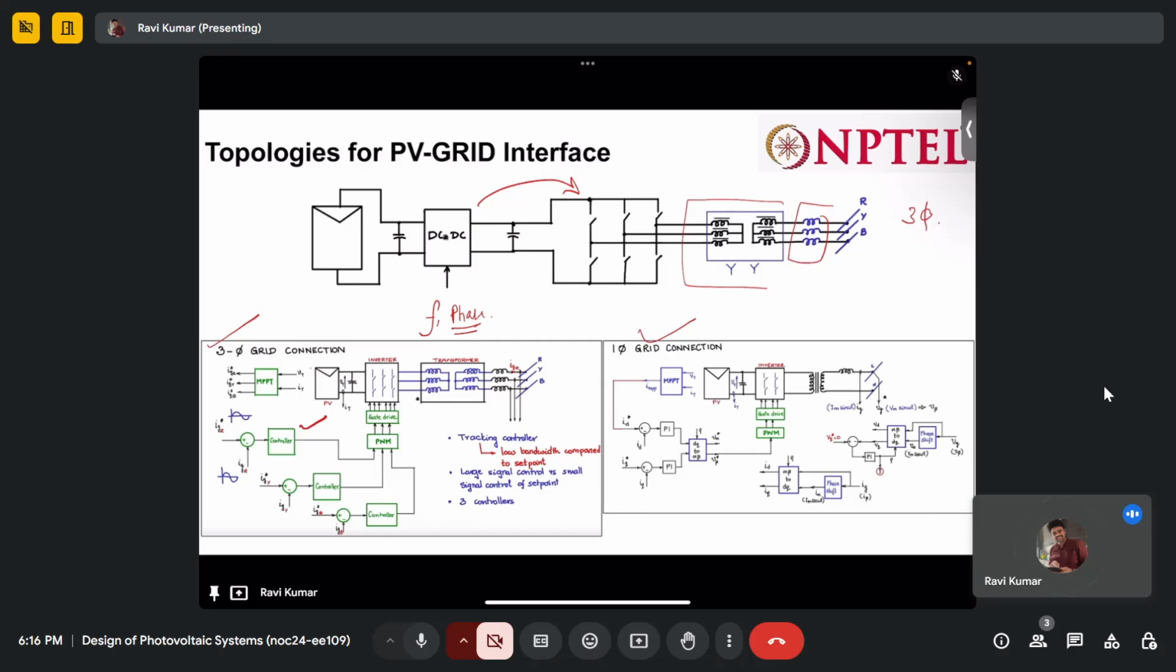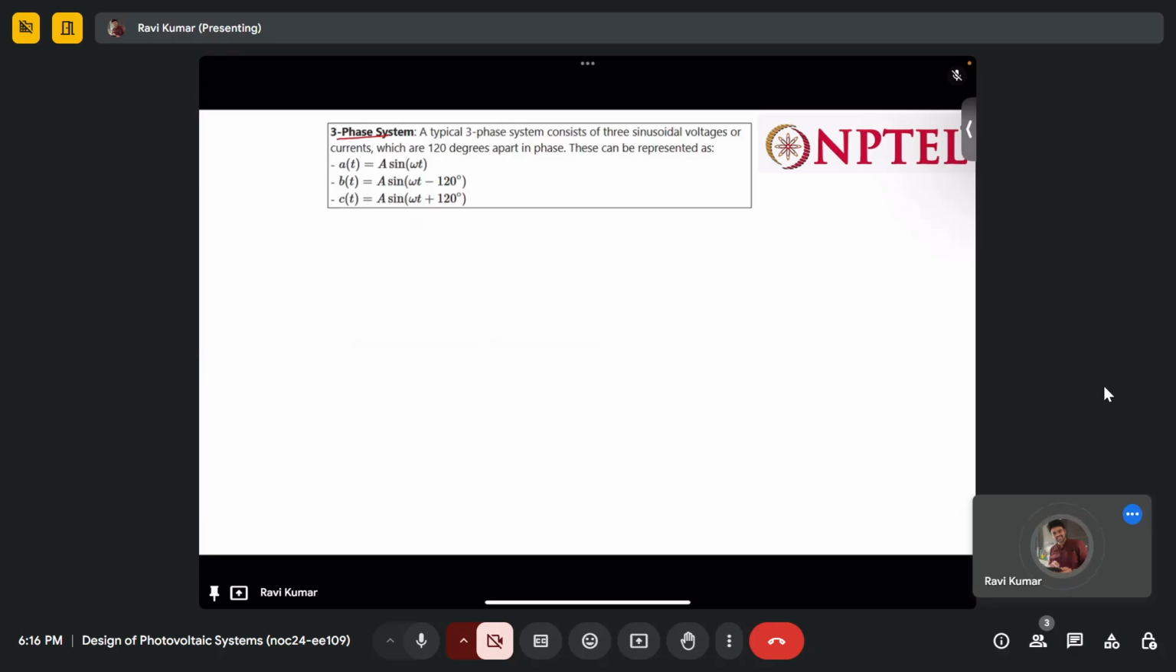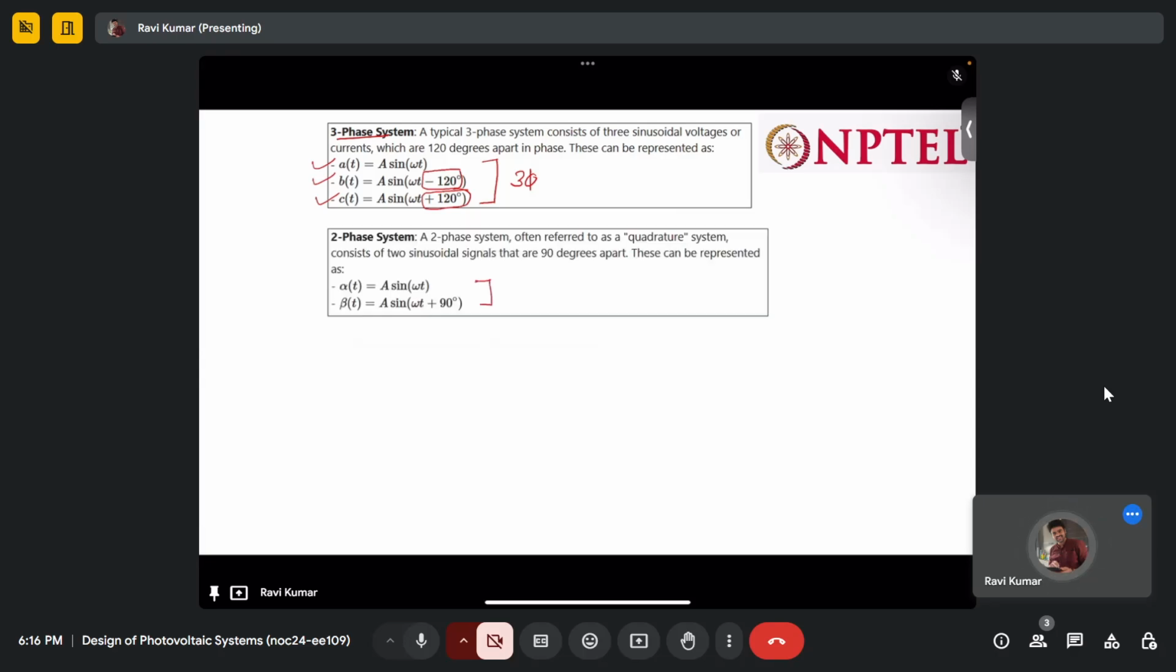Before going to the questions, I will just tell you some things. In the three-phase system, what happens? We have three different voltages, or we can say currents, and they have different phases. One is minus 120 degrees behind, one is plus 120 degrees forward. So these are the three-phase system. In the two-phase system, it is 90 degrees.